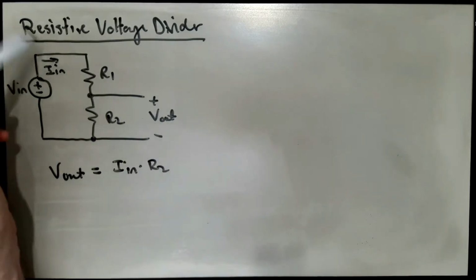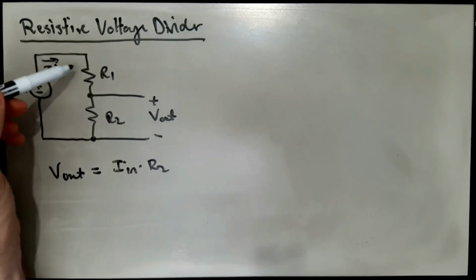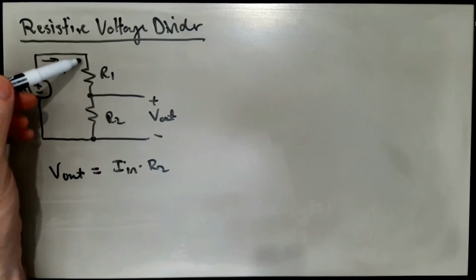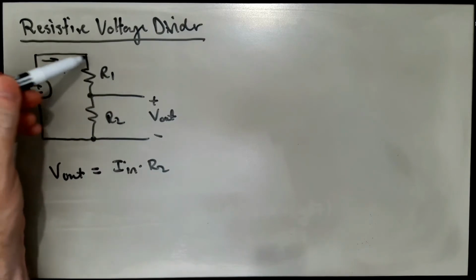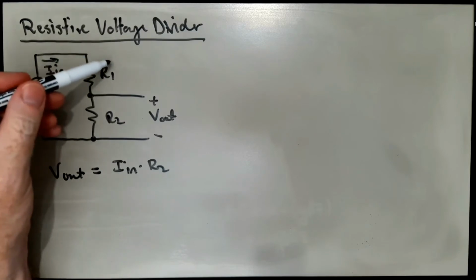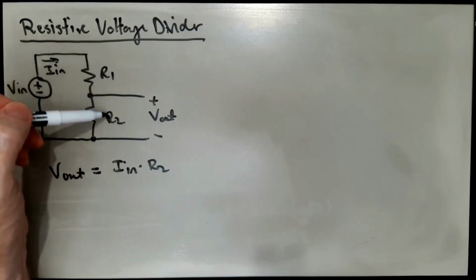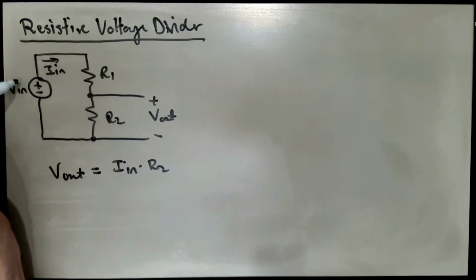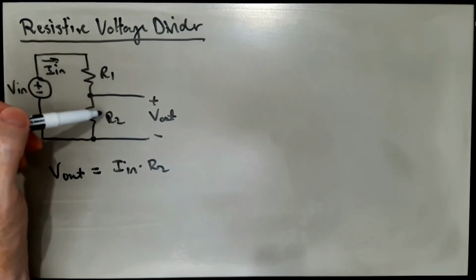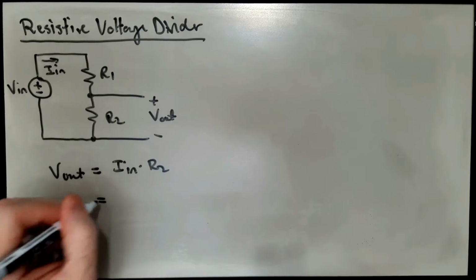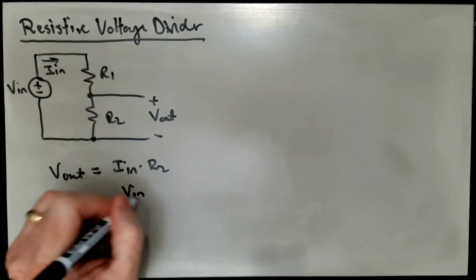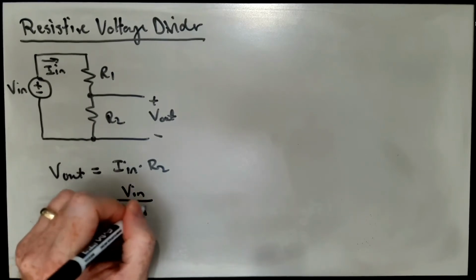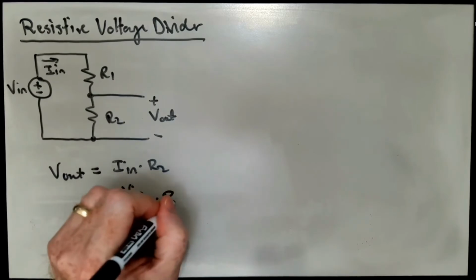But In we can calculate by just recognizing that these two resistors in series behave as an equivalent resistor of R1 plus R2, and so we can just get In as Vn over R1 plus R2. So this is equal to Vn over R1 plus R2 times R2.